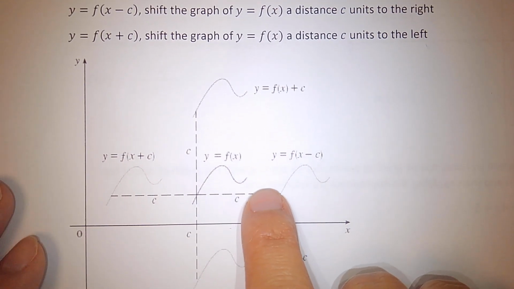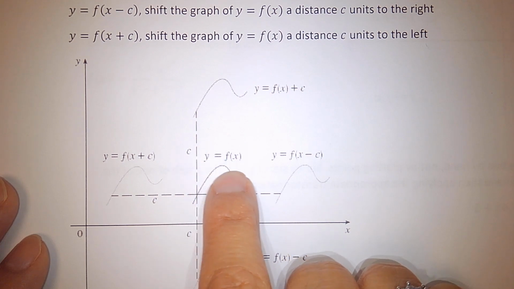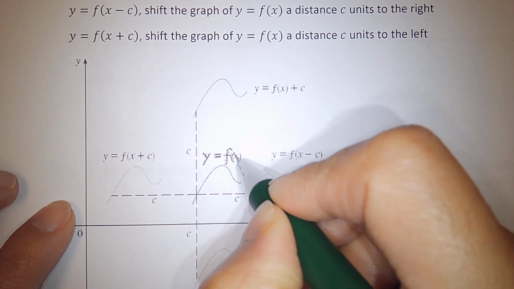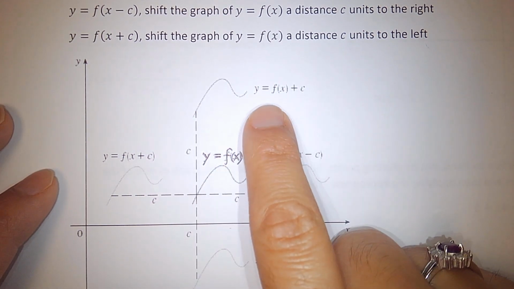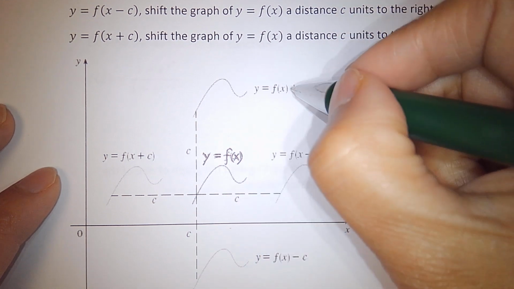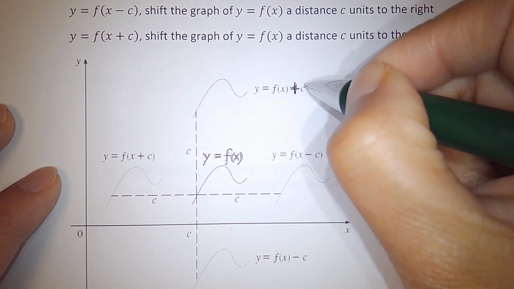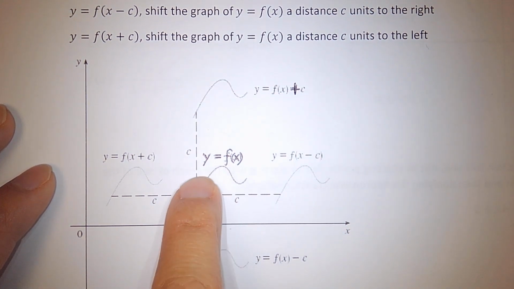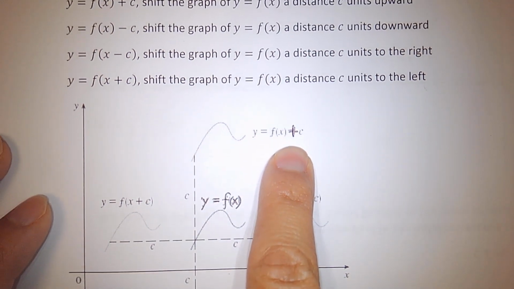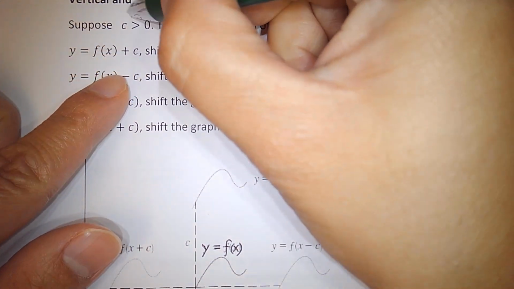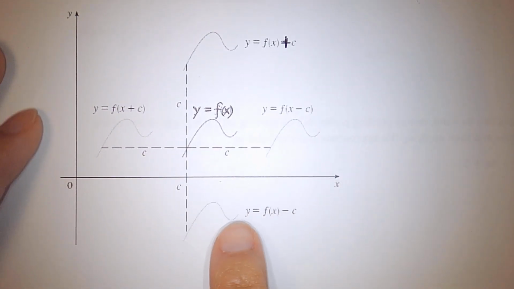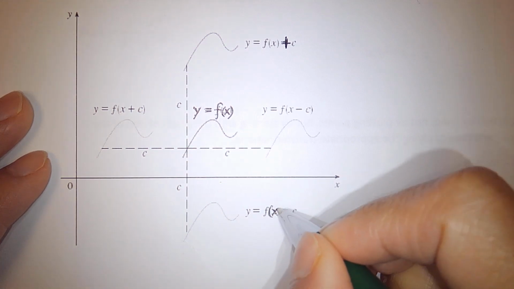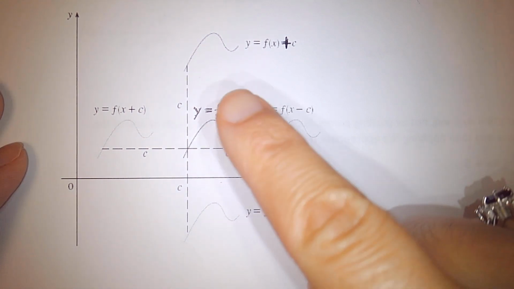So this is a brief picture. For example, this is our original function, or standard function, or basic function, whatever you call it. It is y equals f of x. The graph of y equals f of x plus c means we add c units to the function, so we shift this original function up by c units, if c is positive. And of course, shift down, we have y equals f of x minus c. So this is the up and down shift.